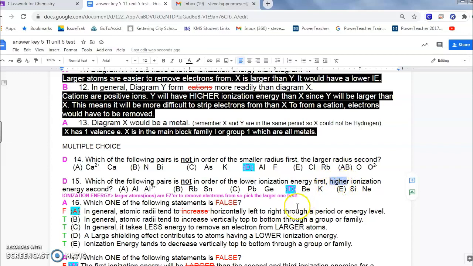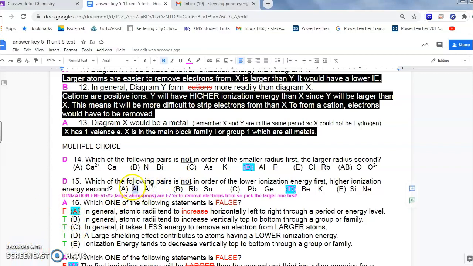On 15, we're looking for the lower ionization energy first, higher second. It's important to remember that ionization energy is larger for smaller atoms. So really what we're looking for here is the larger atom first, because they're easier to pull electrons off, and the smaller atom second. Smaller atom needs to be second. In general, that's how it will work. So when they're asking for ionization energy, larger ones first.